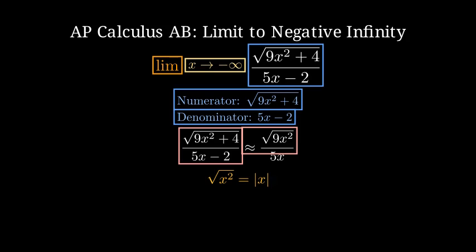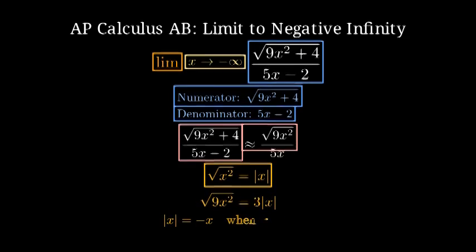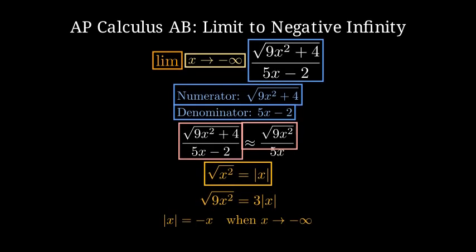Here is the most important trap. Square root of x squared is not x. It is the absolute value of x. So square root of 9x squared is 3 times absolute value of x. Since x is going to negative infinity, x is negative, so absolute value of x is negative x.